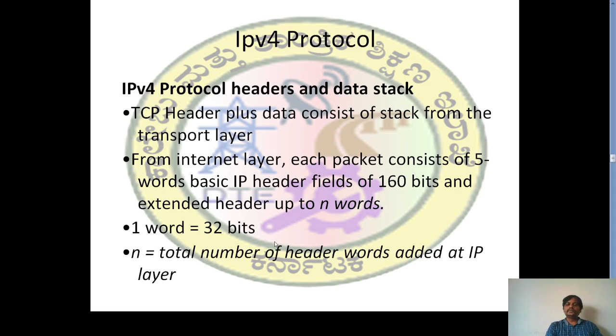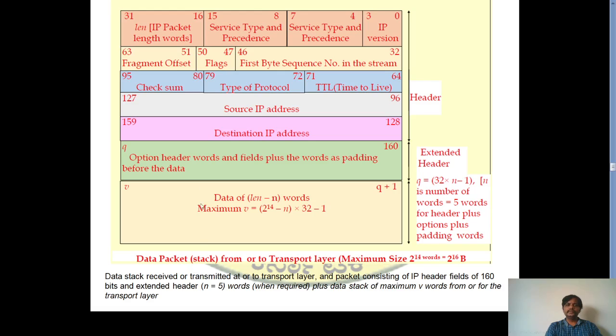One word is equal to 32 bits, n is equal to total number of header words added at IP layer. So you can see here data stack received or transmitted at R2 transport layer, and a packet consisting of IP header fields of 160 bits and extended header n is equal to 5 words plus a data stack of maximum v words from R for the transport layer. This is for IP version 4.